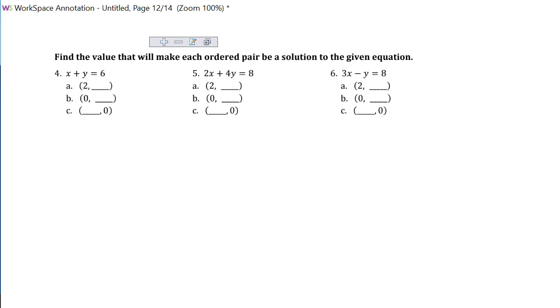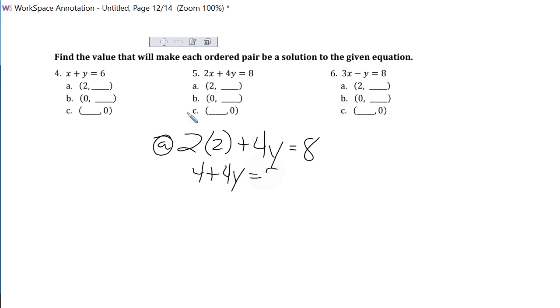Alright, now we have to solve. Let's not do 4. Let's do an easier one. I mean, a more challenging one. Let's do 5. So, you just solve. 2 times 2 plus 4y equals 8. This is A. Alright? So, 4 plus 4y equals 8. 4y equals 4.